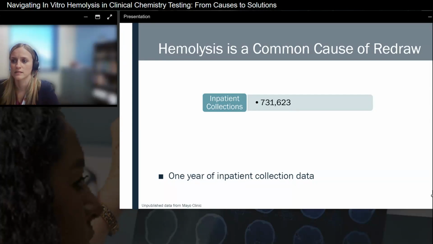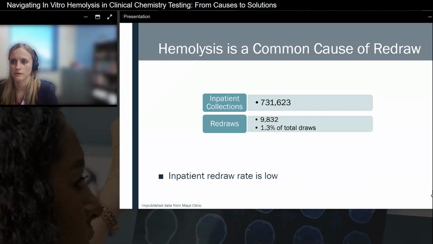In fact, hemolysis is the most common cause of redraw for all inpatient populations in the data set that I'm sharing on this slide. This is 1 year of data, and in this 1 year, there were over 730,000 inpatient collections performed.